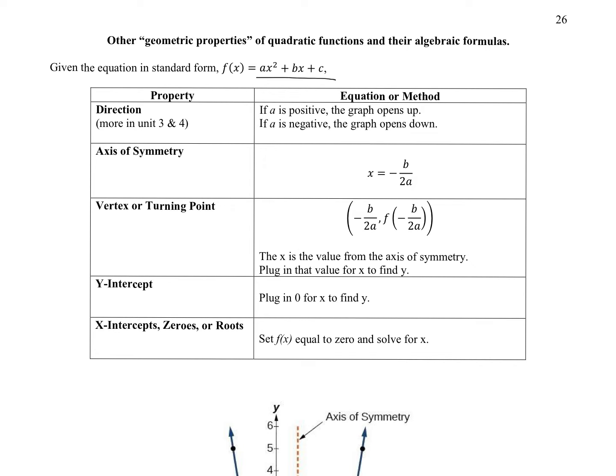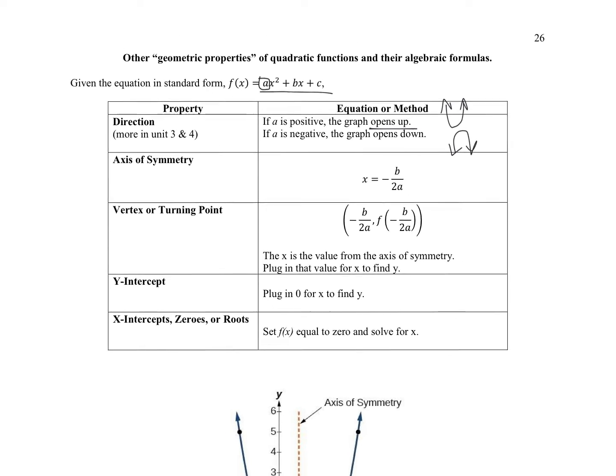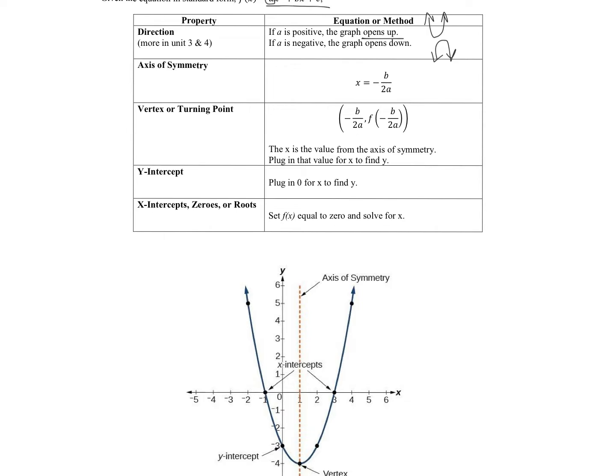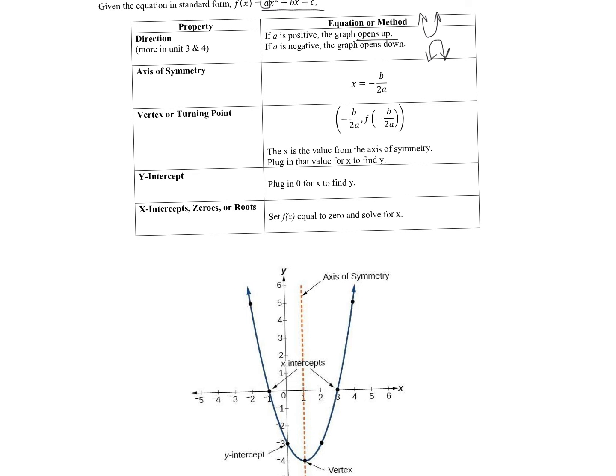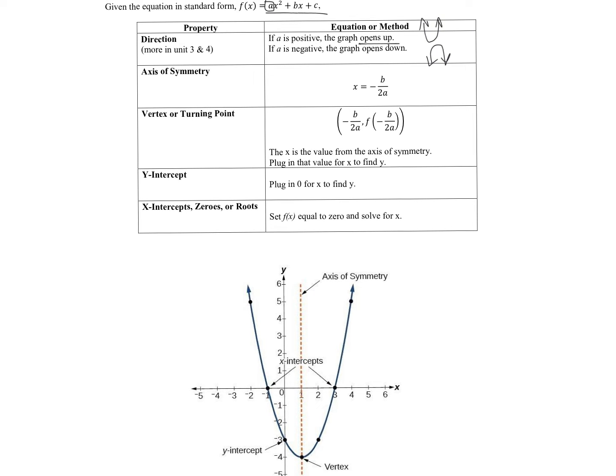First off, the direction, and we'll talk more about this in units 3 and 4. If we have a positive a value, then the parabola opens up, kind of like a cup. And if we have a negative a value, it's going to open down. Every parabola, and we're going to look at a picture down here, I'm actually going to make this a little smaller so we can see both, has what we call an axis of symmetry, and that's the vertical line that cuts it in half.